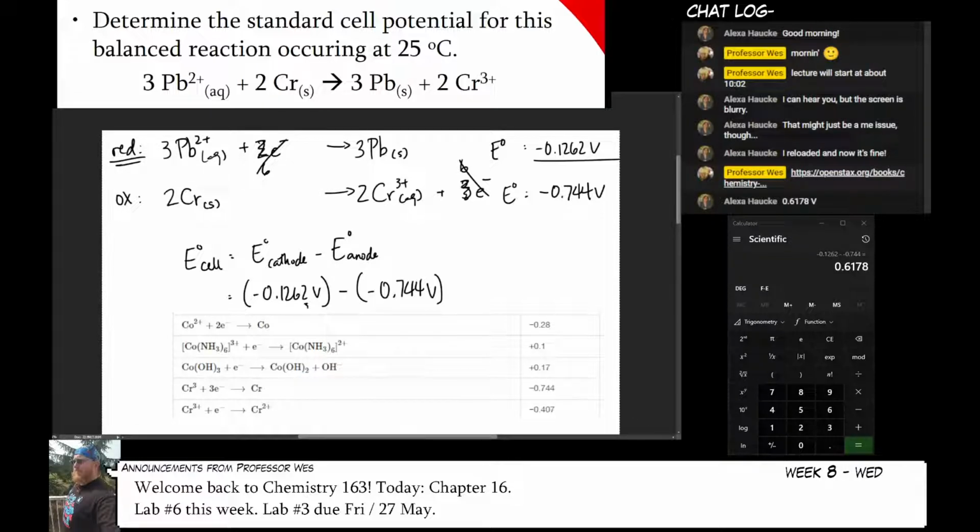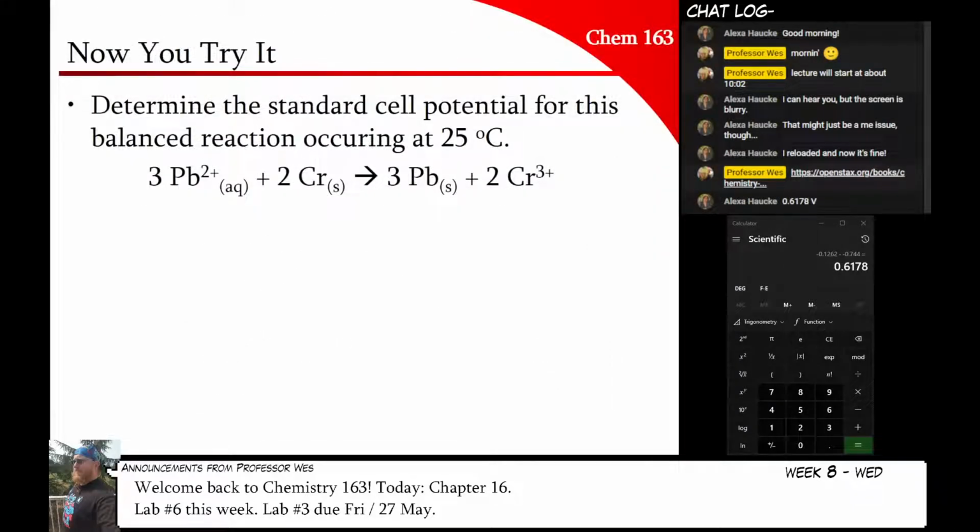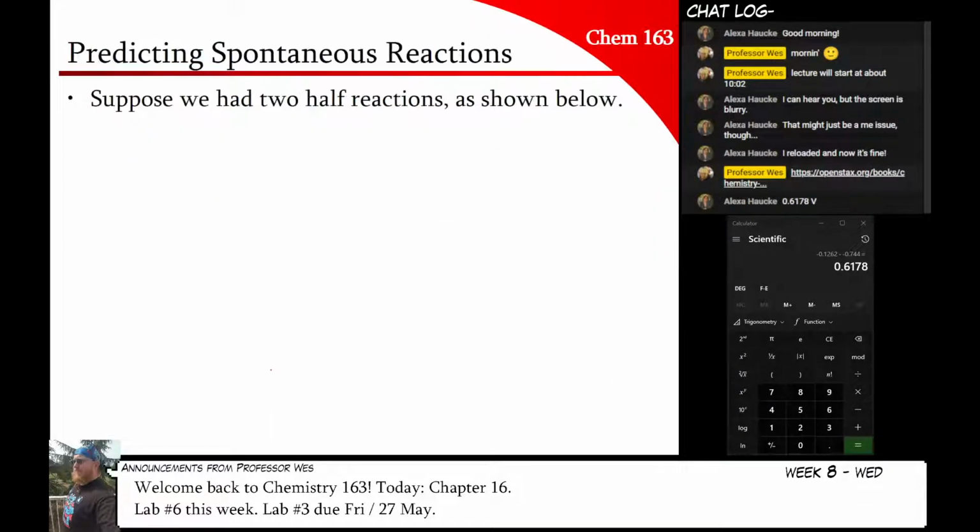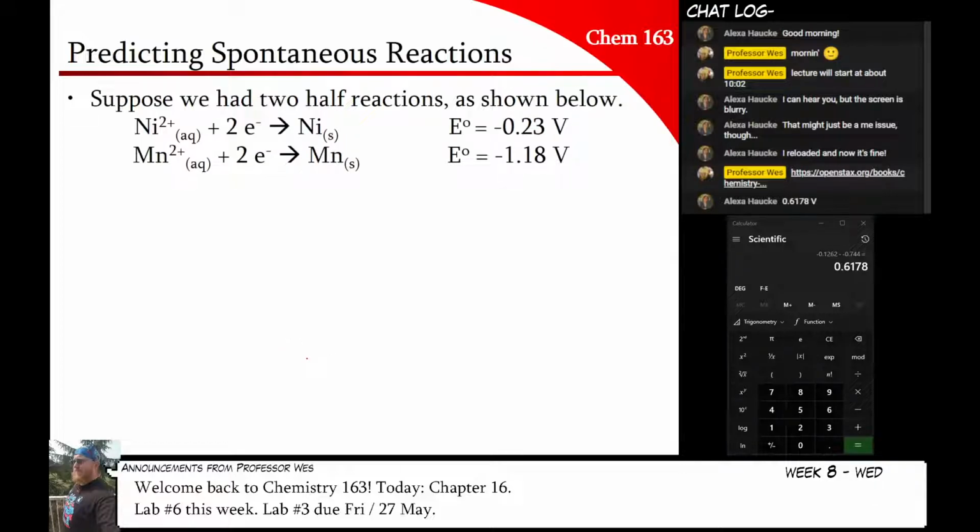All right, any questions, let me know. Last thing we're going to do before we take our break: let's suppose that I give you 2 half reactions, and I say, make a battery. But I want the battery to actually work and not run backwards. So, looking at these, which one would be the cathode and which one would be the anode for a spontaneous reaction?